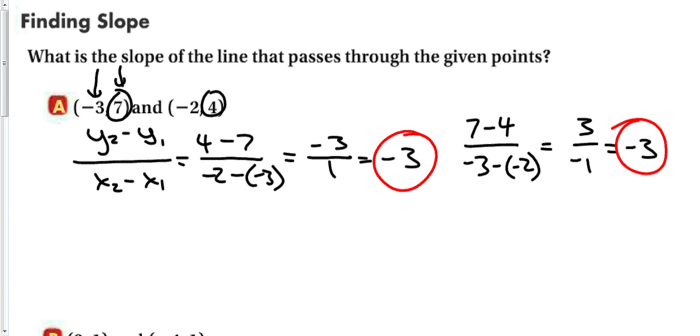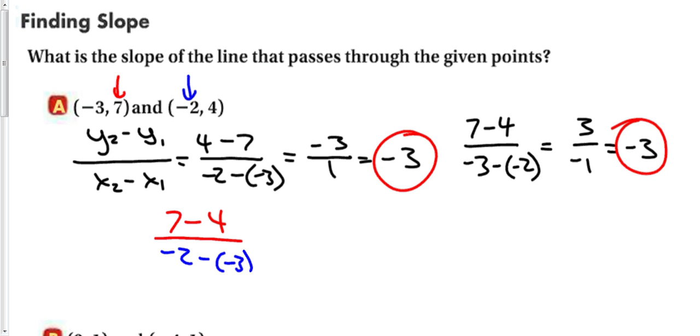That's what I want. But I have to be sure that I don't call 7 y2 and this point x2. So what do I mean? Don't do this. Don't do 7 minus 4 over negative 2 minus negative 3. In that case, I started with the 7 here, but my first x coordinate was over here. Okay, that's sort of what you don't want to do. So let's get rid of that. As long as you start with the same point each time, you'll be fine.